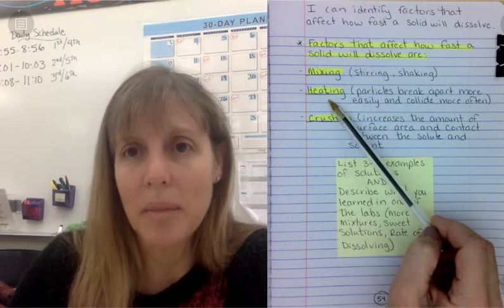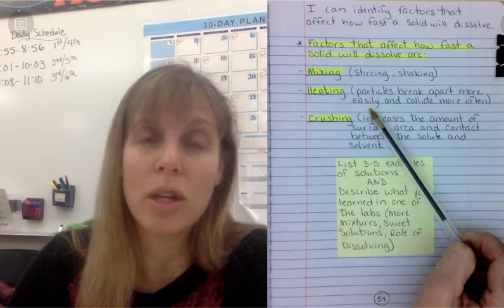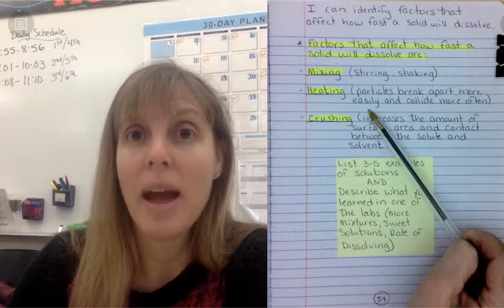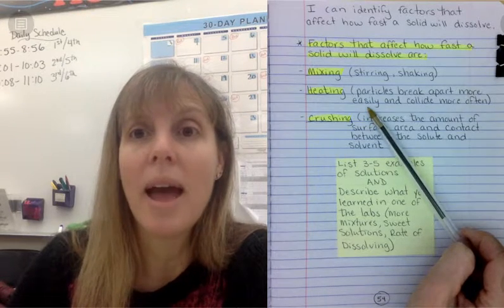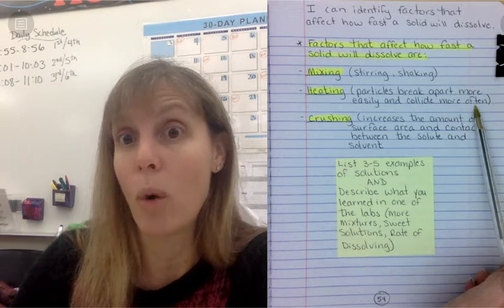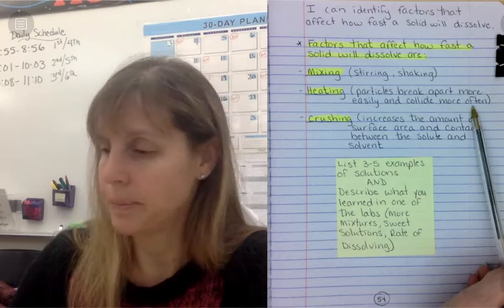If you heat something, particles break apart more easily. Like particles are attached to each other from molecular bonds, right? But if you heat them up, it speeds them up, and their bonds become a little bit more weak, and they start to separate, so they break apart more easily, and they collide more often. So if you heat something up, it's easier to dissolve something.